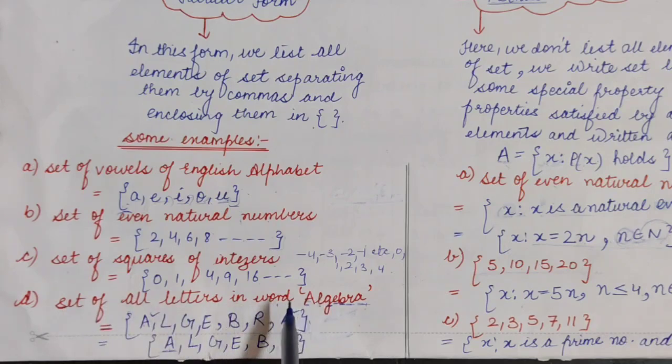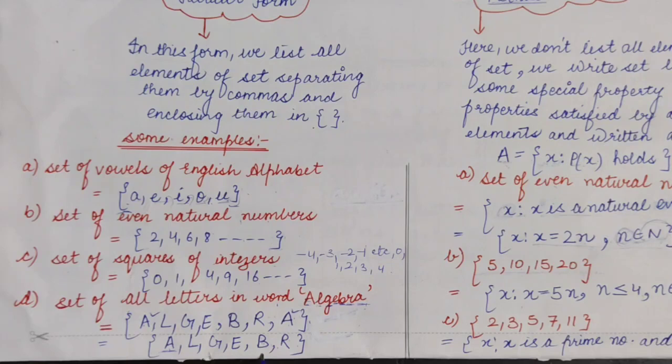So what we will do? We will write all these elements in the roster form. It means for writing in the roster form, we will put these elements into curly brackets and insert the sign of comma between them. As I have done here, I have written all these 7 elements.